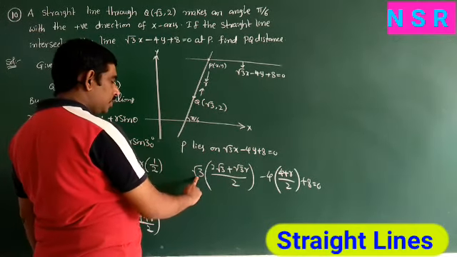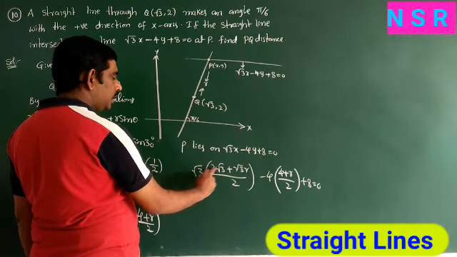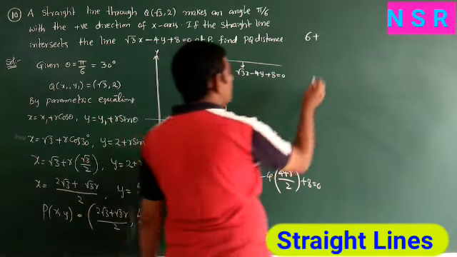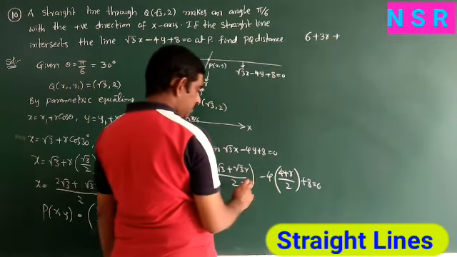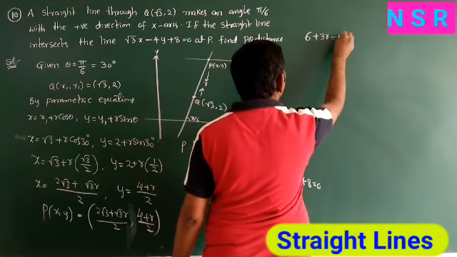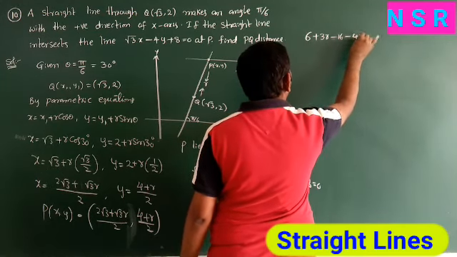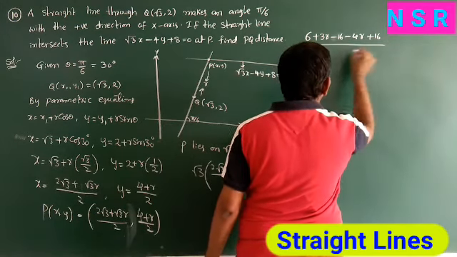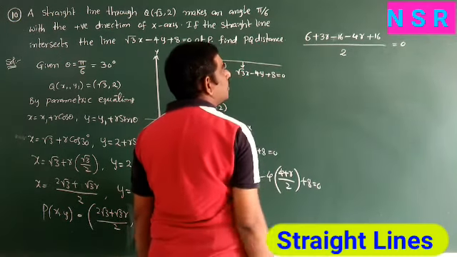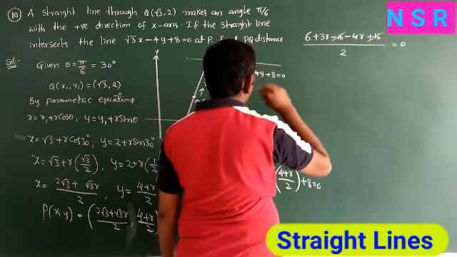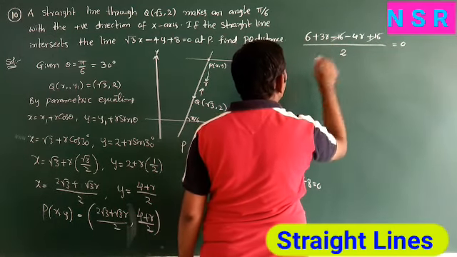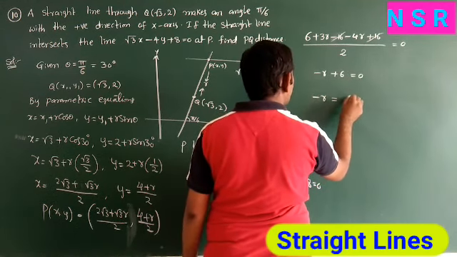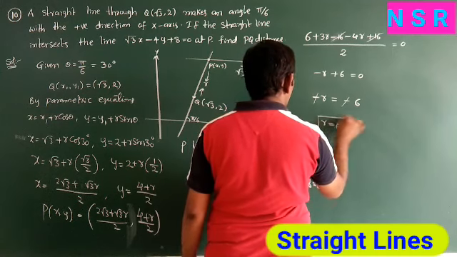So here the LCM is 2. Root 3 into 2 root 3 is 6, plus root 3 into root 3 r is 3r. Next, minus 4 into 4 is 16, and minus 4 into r is 4r. Here the LCM is 2, 2 times 8 is 16, by 2 equal to 0. So plus 16 and minus 16 get cancelled. 2 into 0 is 0, so 3r - 4r is -r, plus 6 equal to 0. So -r equals -6, the minus signs cancel, r equals 6.